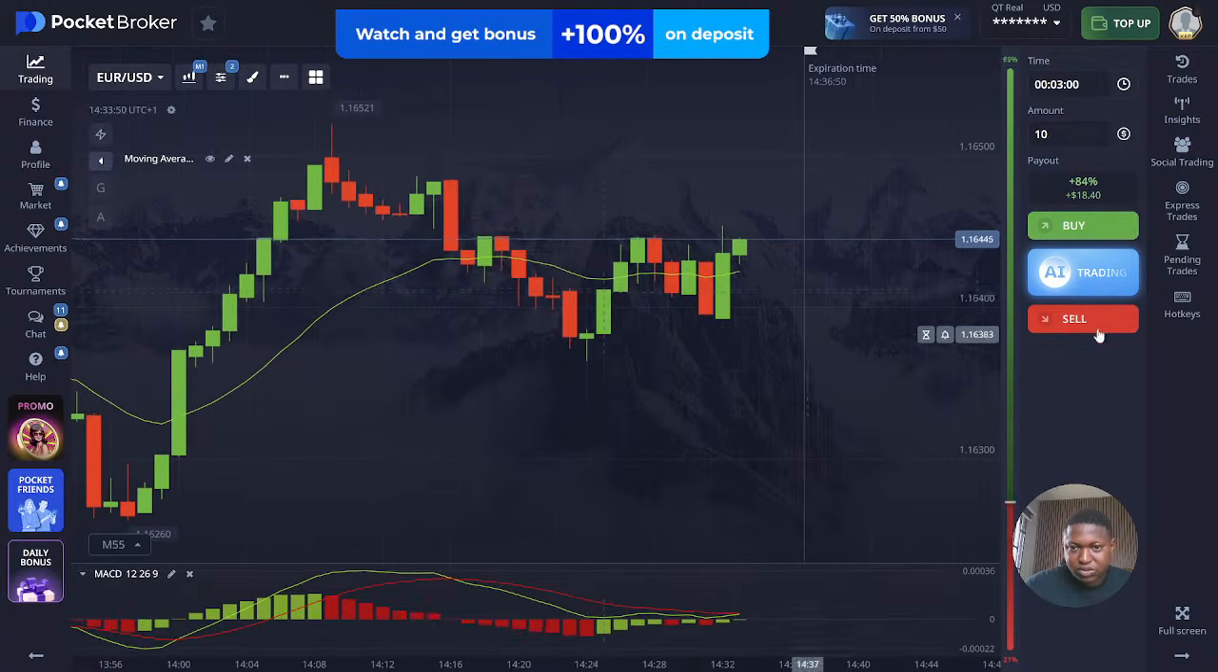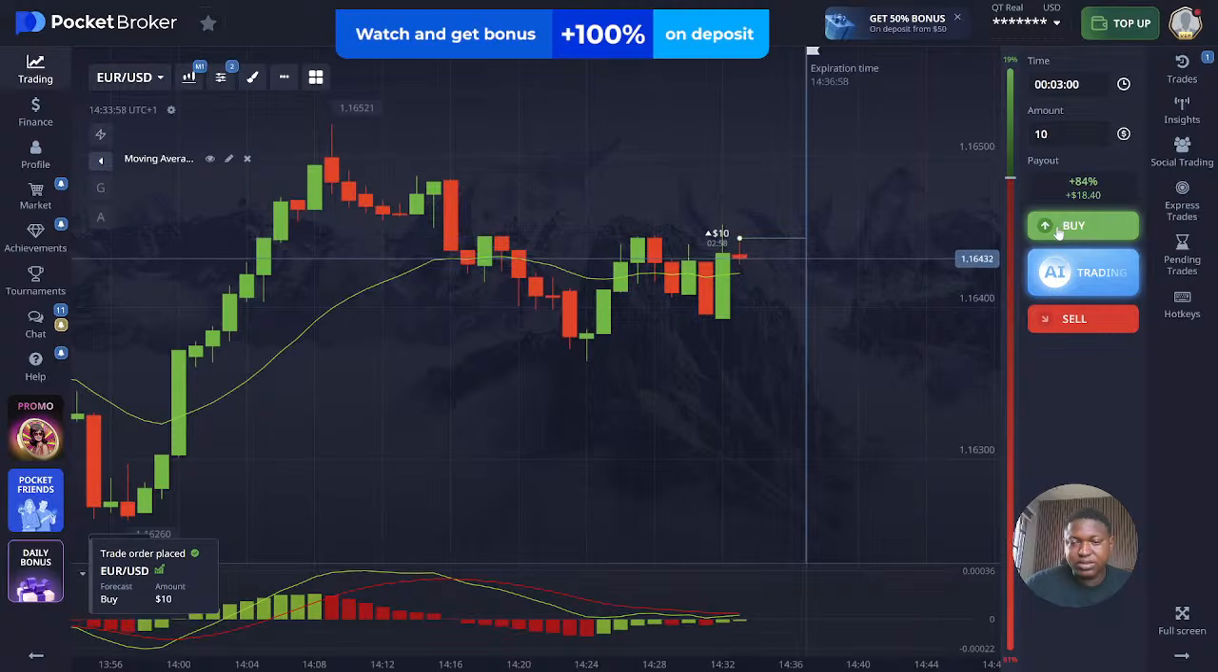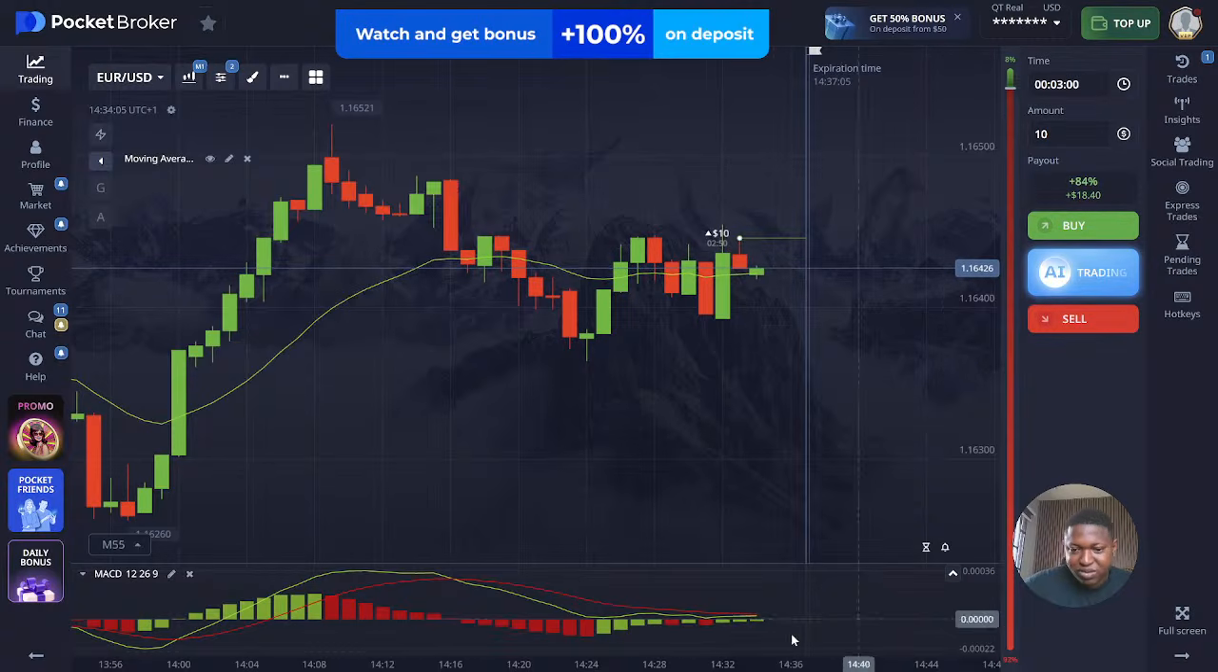Okay, it has crossed. So let's take the trade. It crossed before, but it later separated again. After we took our trade, it separated.